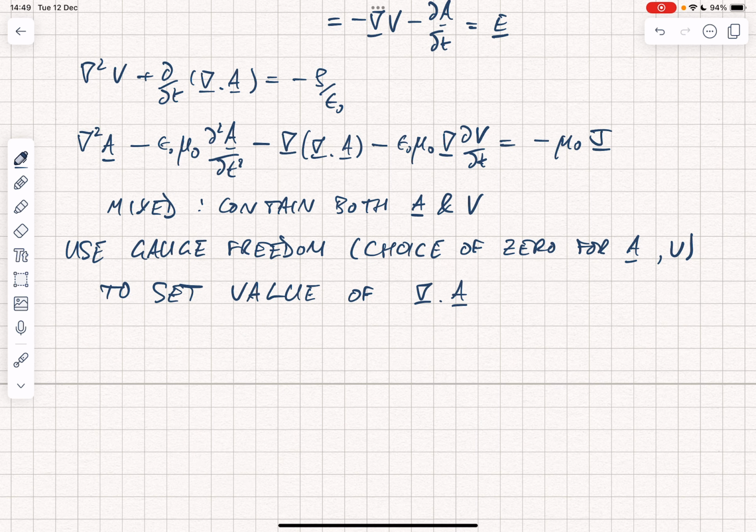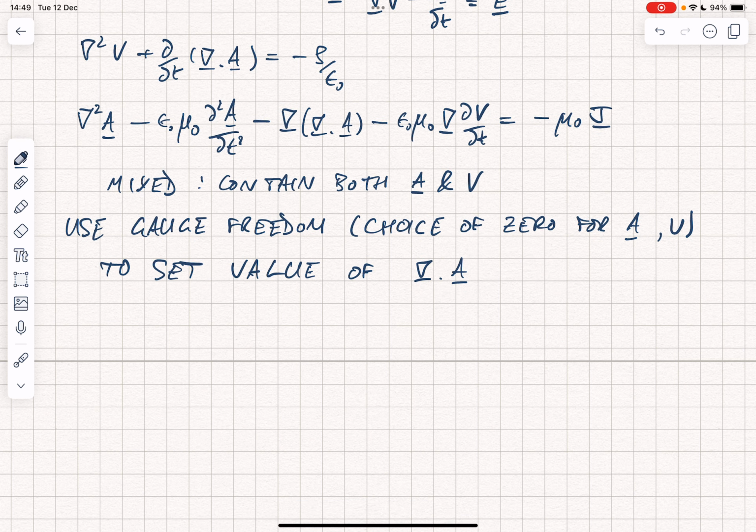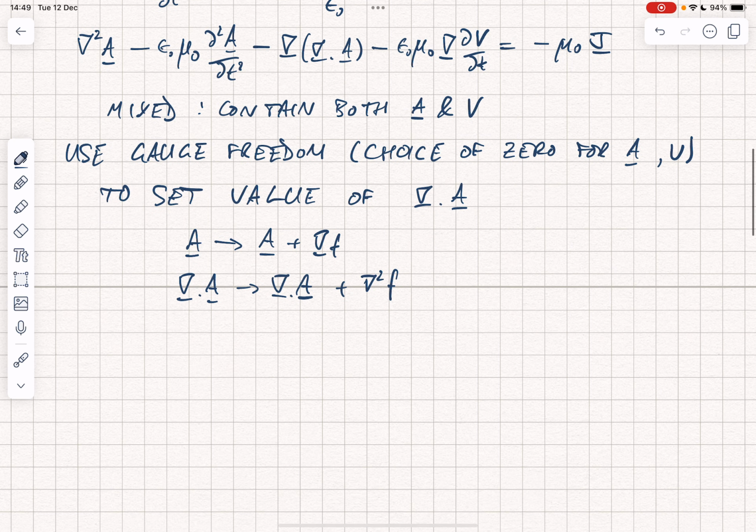There are two key ideas. So remember that if A goes to A plus grad f, then div A will go to div A plus del squared of f. So that gives us a way to set the value of div A just by choosing f so that its nabla squared value cancels that out or sets div A to whatever we want. The first one we're going to understand is the Coulomb gauge. In the Coulomb gauge, we simply say we're going to set div A equal to 0.